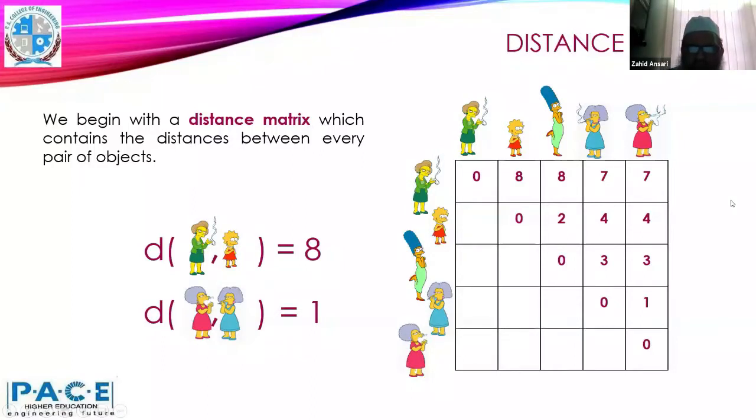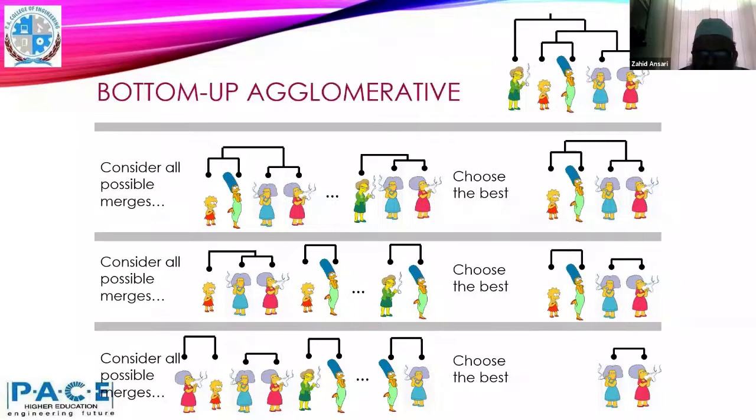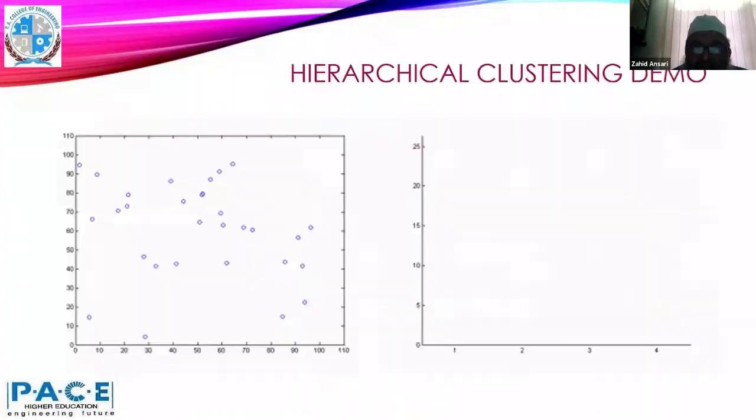We start from this, and we start merging the ones with the minimum distance. That's how we are doing it. We keep doing this and merging, and finally we get a single cluster. We were discussing how to find the distance between clusters.